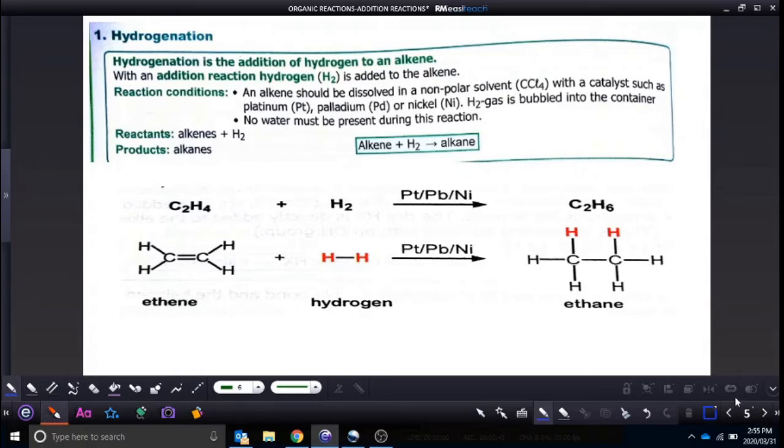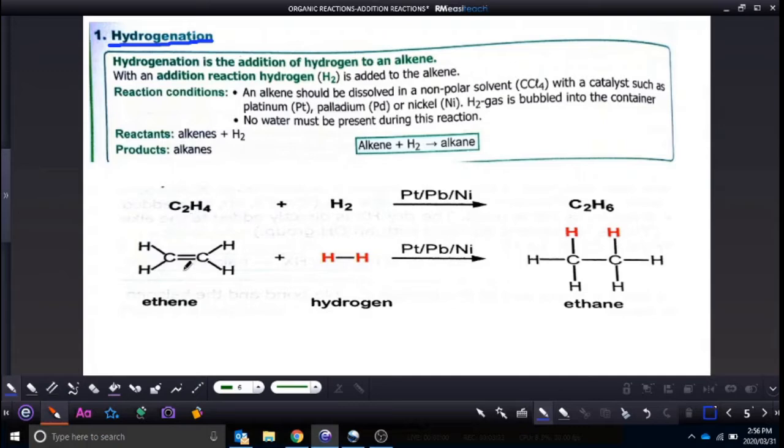The reaction conditions are that the alkene must be dissolved in a nonpolar solvent, carbon tetrachloride, with a catalyst, and the catalyst that we add is either platinum, palladium, or nickel. And then we add hydrogen gas that is bubbled in a container. No water must be present in hydrogenation. So this is what the word says. Hydro, in other words, we are adding hydrogen.